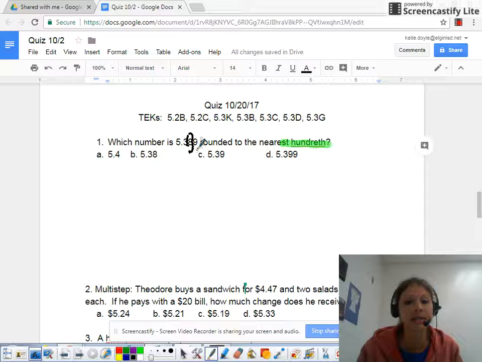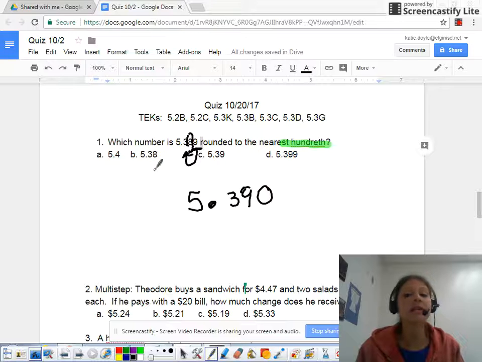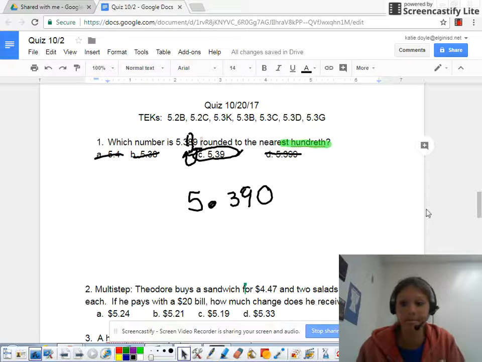I like to circle it, go to the one behind it, and underline it. So now you're looking at this 9. What does he do to the 8? He comes over and kicks him in the booty, because anything greater than 5 rounds up. So this 9 becomes a 0. So you're looking for which one this is. Well, it's not D, it's not B, it's not A. It's C, because a lot of times this extra 0 doesn't mean anything, so you can drop him.